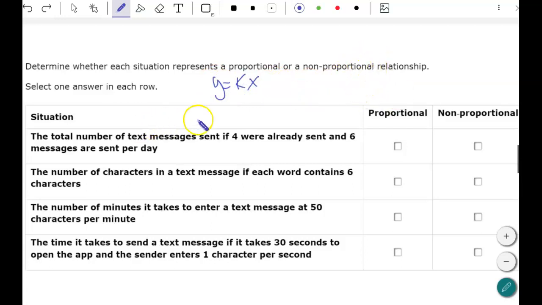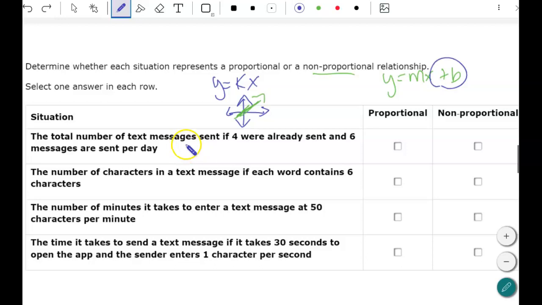Non-proportional, and this also with the proportional relationships, it's going to pass through that origin, through that middle. Now with non-proportional, it does not go through the origin, and you have that plus or minus something. All right, so that doesn't go through the origin. So let's look at each situation.